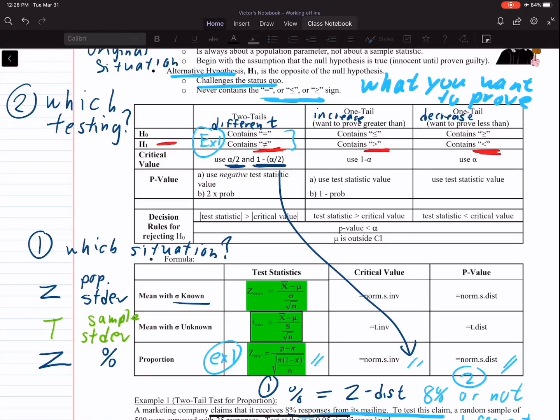And how we know which probability we're going to use is we need to look at the first table, the testing. Which testing are we dealing with? We know that we're in the one tail greater than testing. So therefore, for the probability that we're going to use in the critical value, we're going to use 1 minus alpha. We're going to substitute the 1 minus alpha as the probability into the formula equal t.inv. And we're going to do that right now.